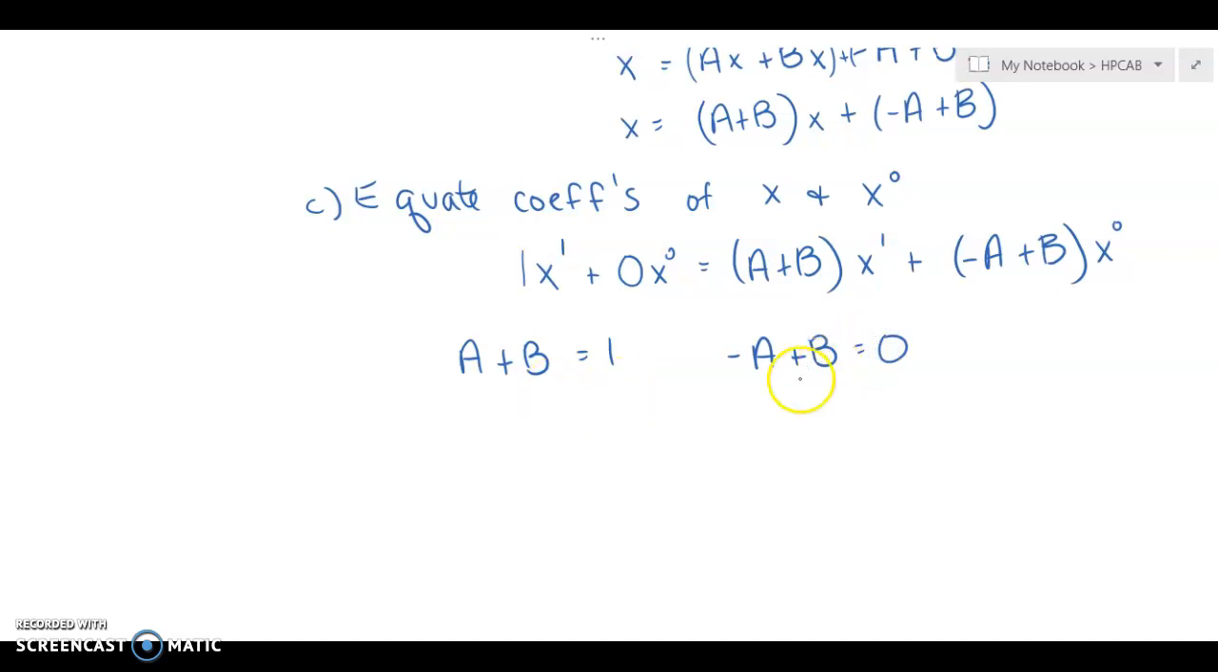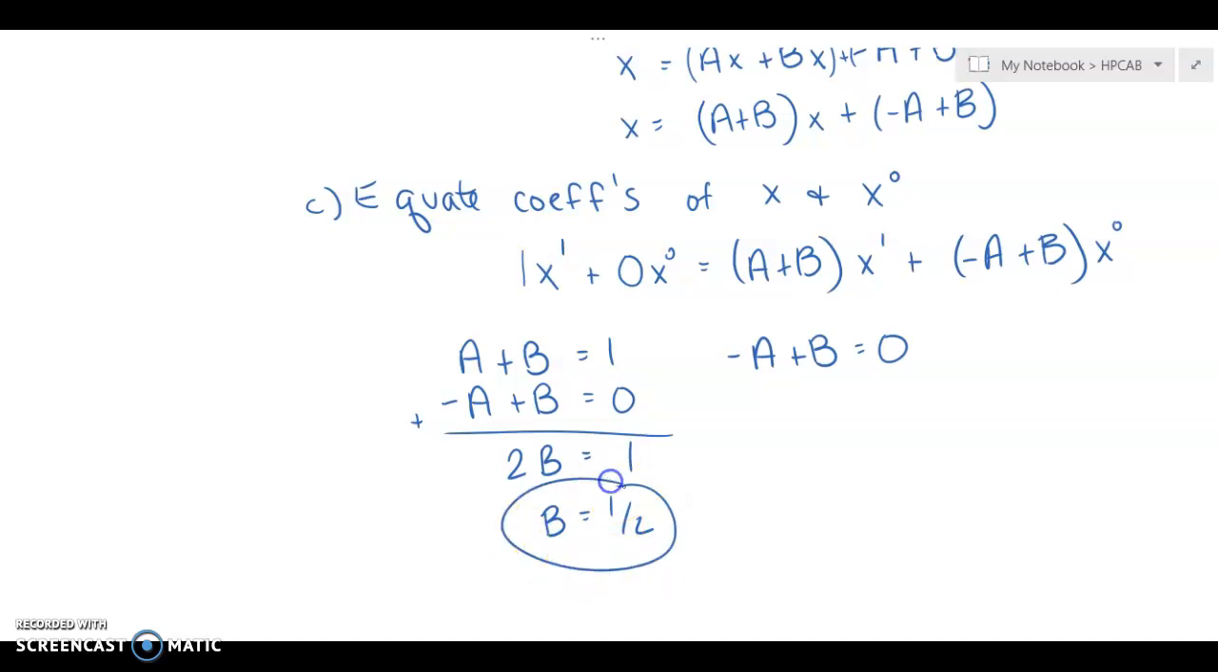All right, now I can't solve for a or b directly. I need to do a system. So we're going to solve the system. What's nice is I don't even need to multiply by anything. If I stack them one on top of the other and add them together, the a's cancel. I'm left with 2b equals 1, and when I divide by 2, b is going to be 1/2. All right, so that's pretty nice. And then just plug it back into whichever one you want to do.